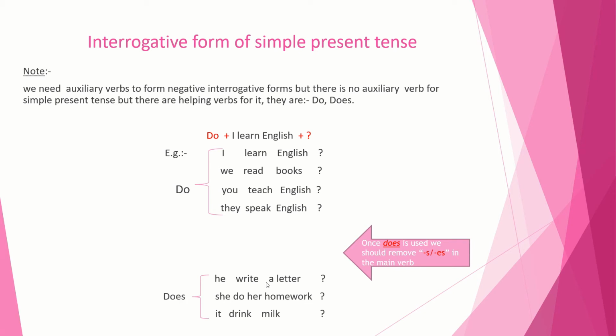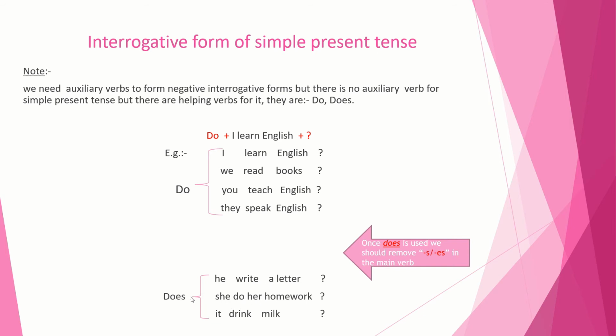Does he write a letter? Does she do her homework? Does it drink milk? In case of does, there is some exception. So if there is does in a sentence, there should not be s or es at the end of the verb. So if the does comes in a sentence, we have to remove it.